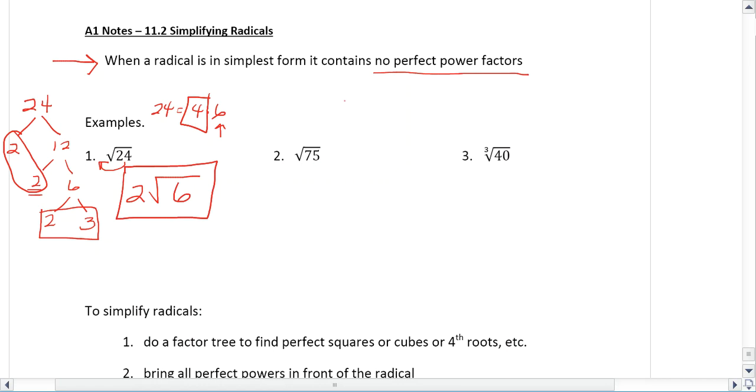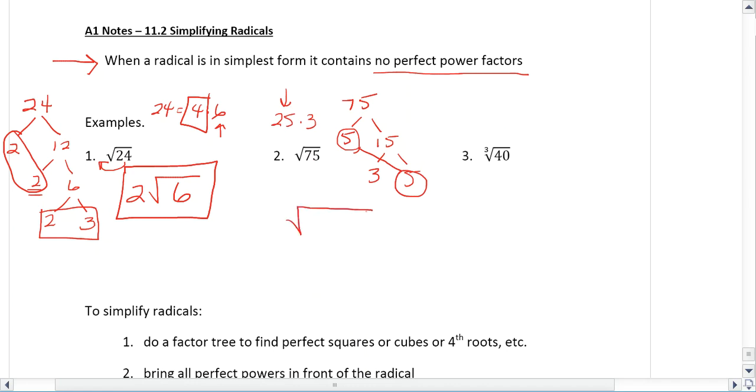Moving on to the second example, 75. Again, if you didn't see it, you could do the factor trees, and I just noticed that 5 went into there evenly. And 15 is 3 times 5. Again, square root, we're looking for pairs. Here's a pair, this 5 and this 5. So there must be a 25 in 75, which of course there is. It's 25 times 3. The 25 is the perfect square.